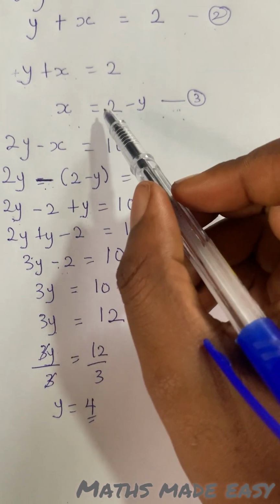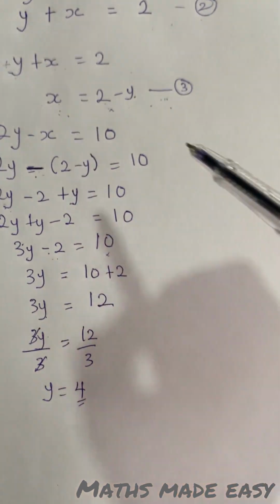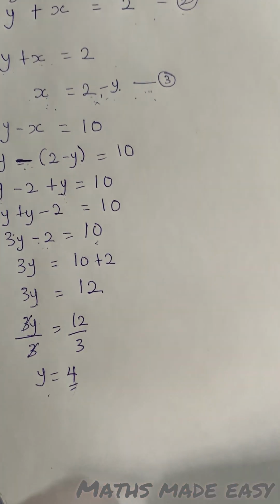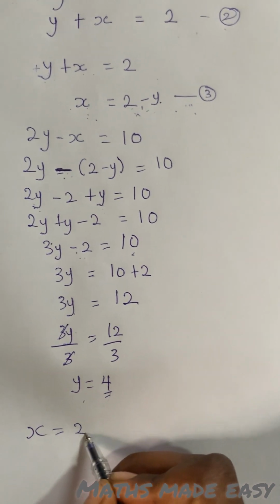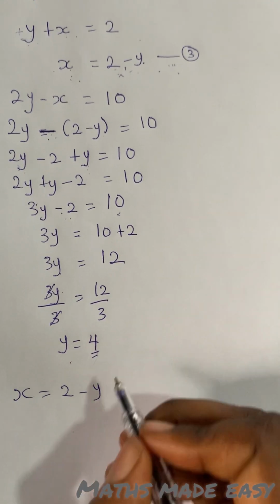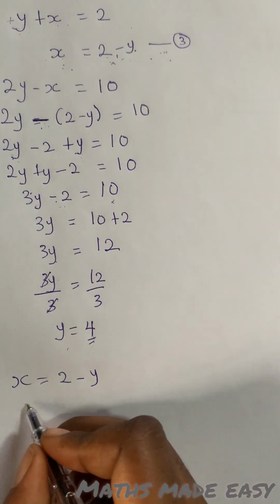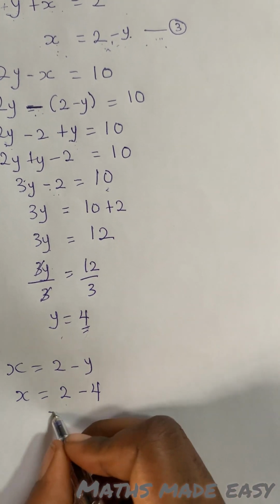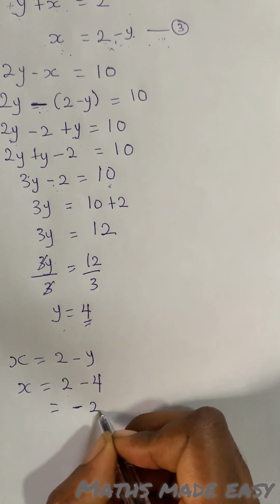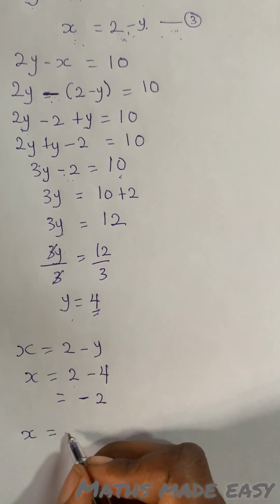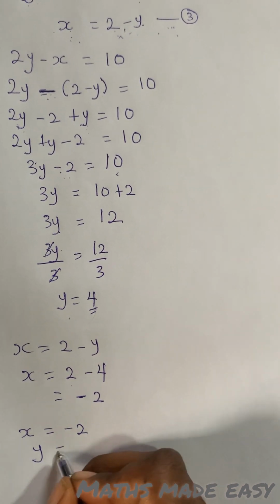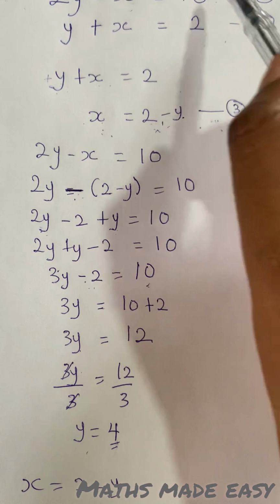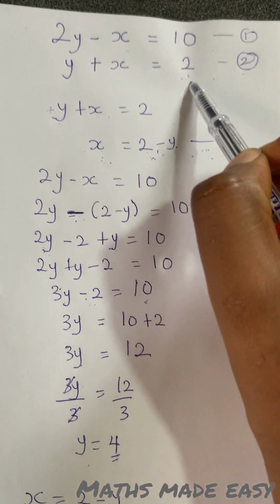Remember we have our new equation for x: x equals 2 minus y. Then we substitute the value for y into x here. So remember x equals 2 minus y, and now we have a new value for y to be 4. So x equals 2 minus 4. What does 2 minus 4 equal? Minus 2. Therefore our x equals minus 2 and our y equals 4. You can substitute these values back into the equations here. You would get your answers right for you to test whether you are correct or not.